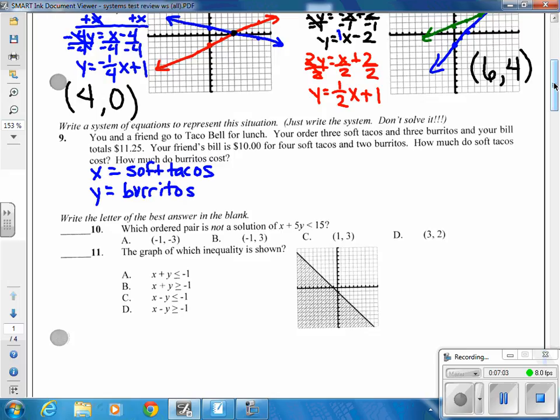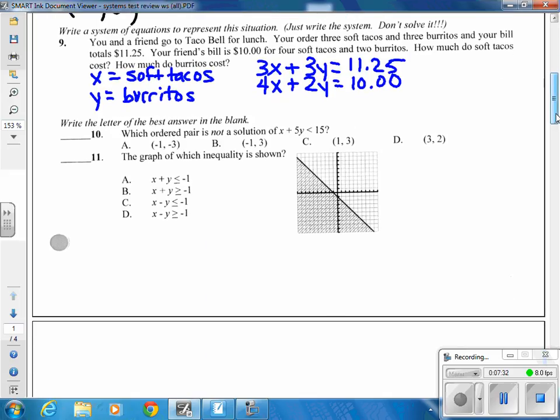Right? The first equation is going to be your order. So you ordered 3 soft tacos, that's 3x, and 3 burritos, so that's 3y, and your total was $11.25. The second equation is going to be your friend's bill. And they ordered 4 soft tacos and 2 burritos, and their bill was $10. So that's all you need to do for this problem. In future problems, you may be asked to actually write the system and solve it, but in this case, we are only practicing the writing component of it.